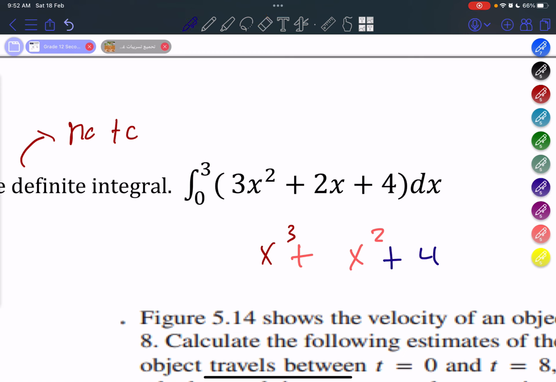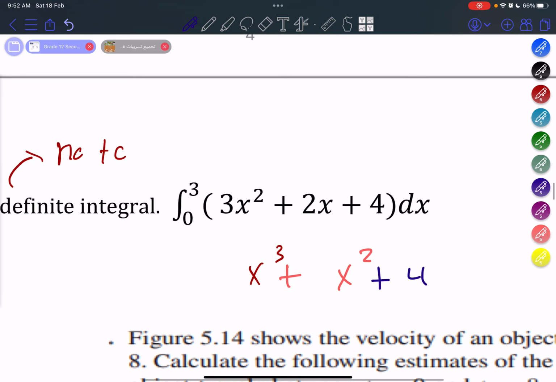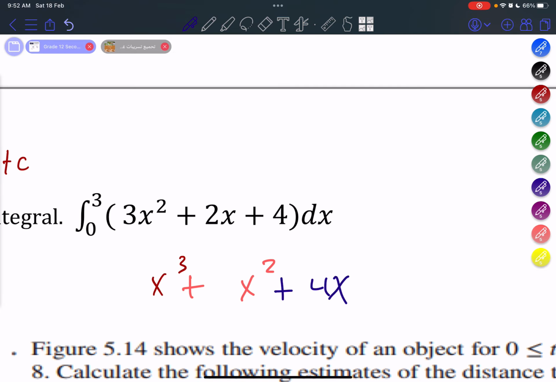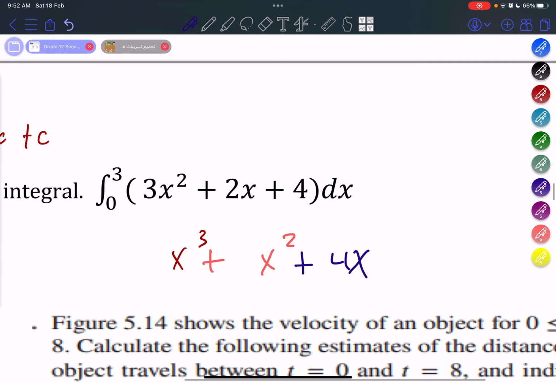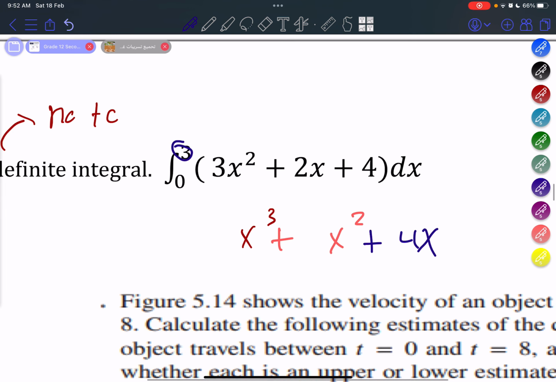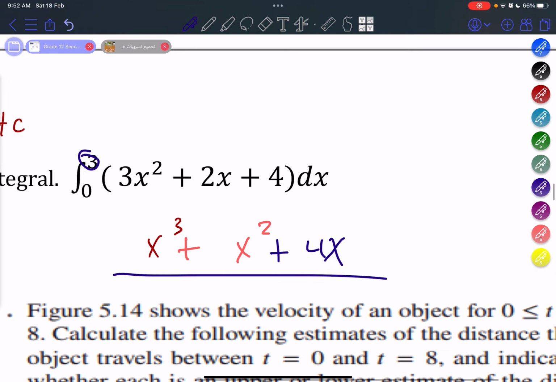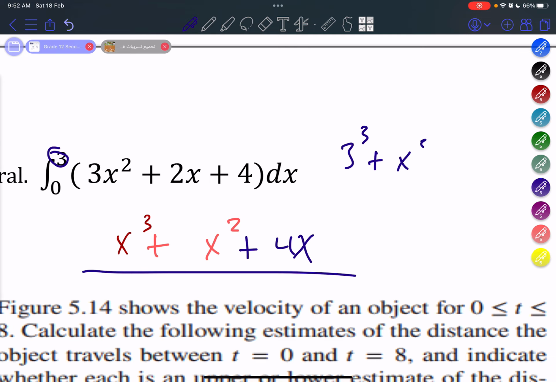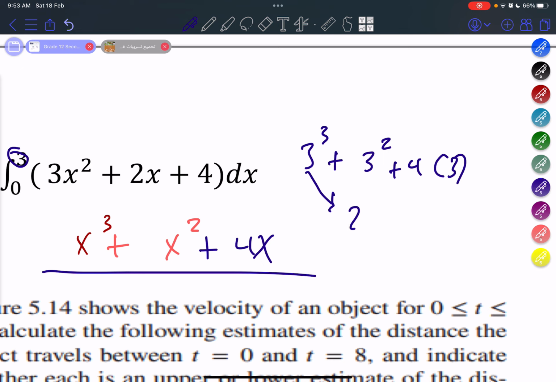If we have any number, we just put x beside it to get the integral of it. Now we can substitute 3 for each value of x. So it becomes 3 power 3 plus, sorry, I mean 3 power 2 plus 4 times 3. 3 power 3 is 27.